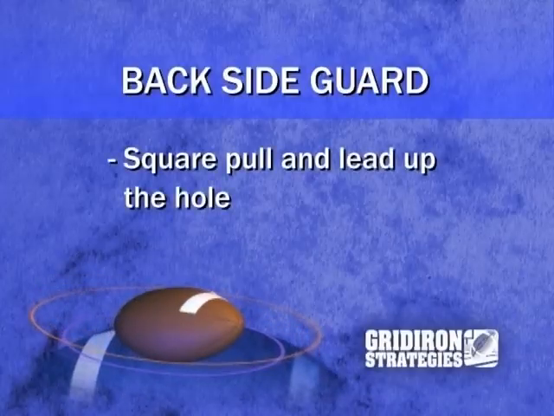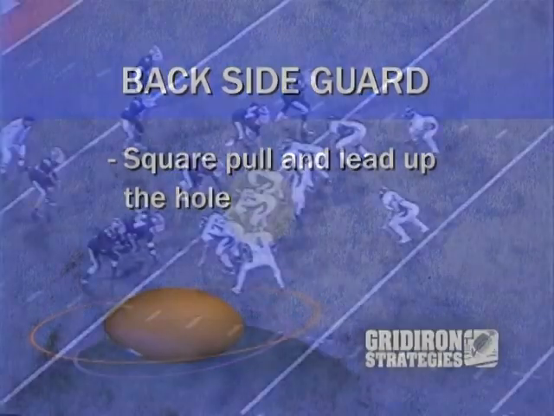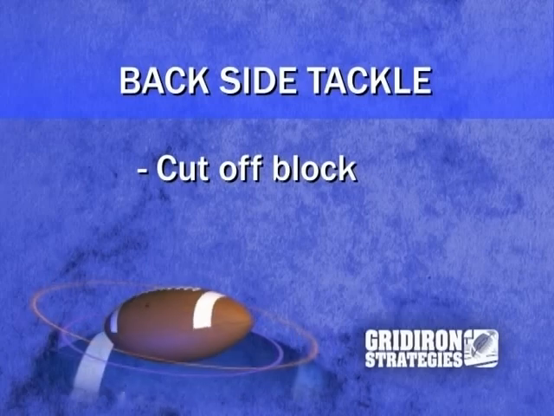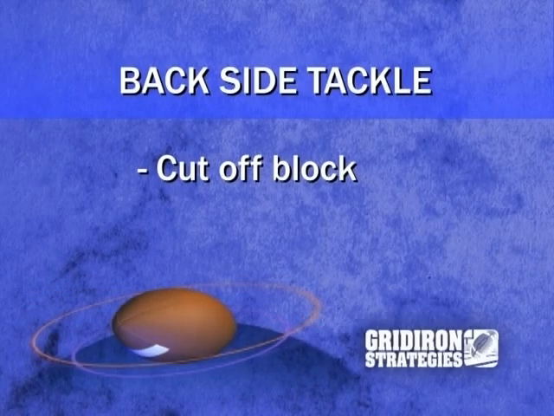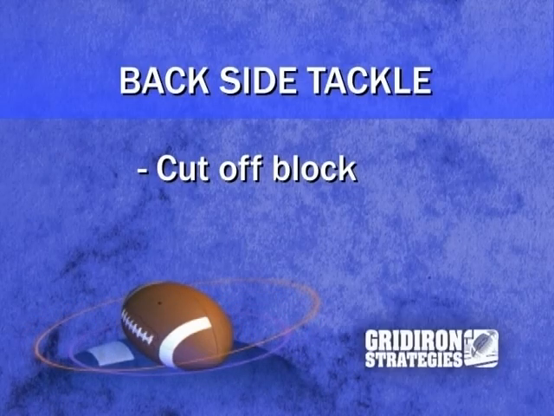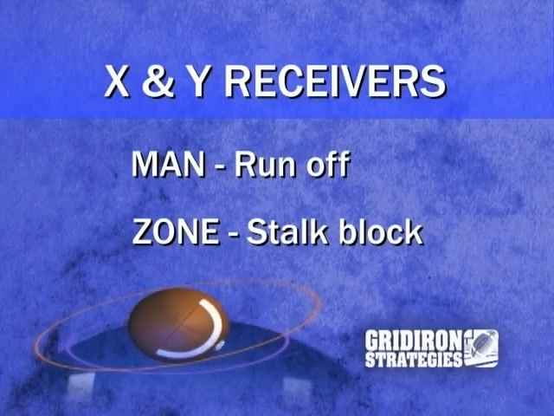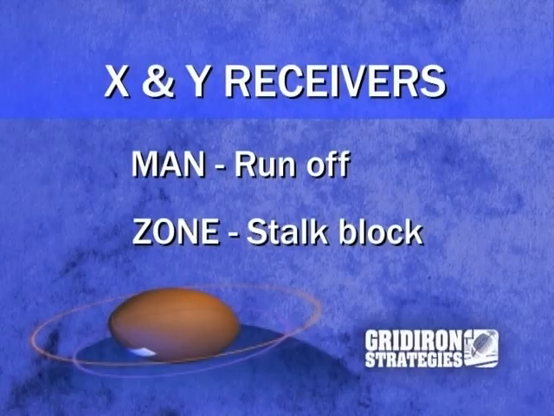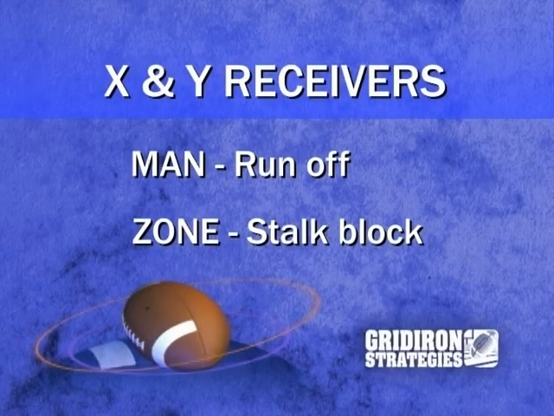Our backside guard is going to square pull and lead up the hole. Basically what he's going to do is he's the lead man up the hole to take care of another linebacker or possibly a secondary man. Our backside tackle is a cutoff block. He's going to take care of any problems that we have weak side. And if they're going to tackle us from the backside, we're a little too slow downhill. Our X and Y receiver, same thing as a trap. If it's man-to-man, they're going to run off and get the defender out of the play. If it's zone, they're going to stalk block and break down.